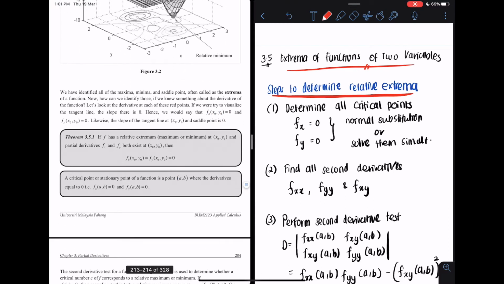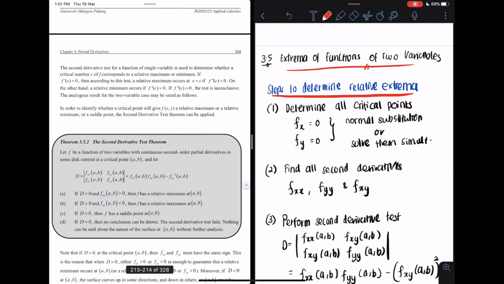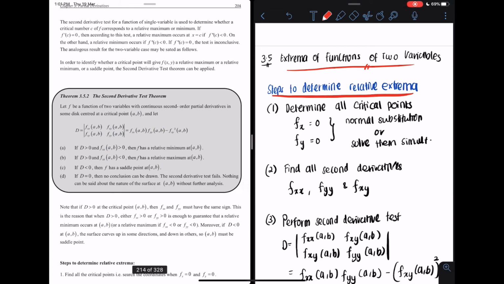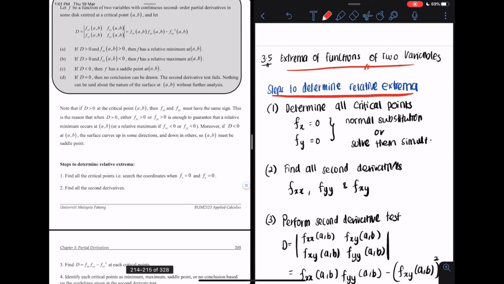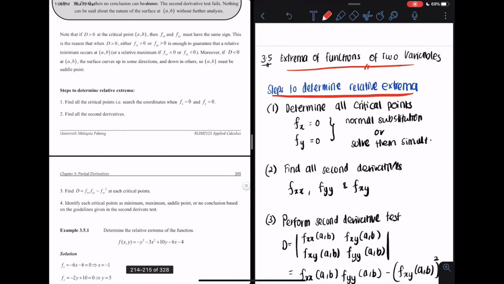So there is a theorem involved when we want to determine the critical points of the function. And then there is also another theorem to talk about second derivative test. So if you look carefully on page 205, we have summarized the procedures or steps involved to determine relative extrema of functions of two variables. So the first step involves determining all critical points of the functions.